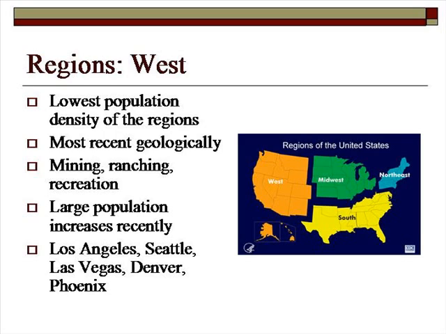We see mining, ranching, and a lot of recreation happening in this region of the United States, and large population increases over the last 50 years where people ran to the West Coast because of the good weather and the jobs. Los Angeles, Seattle, our very own Las Vegas, Denver, and Phoenix would be some examples of cities in this region.